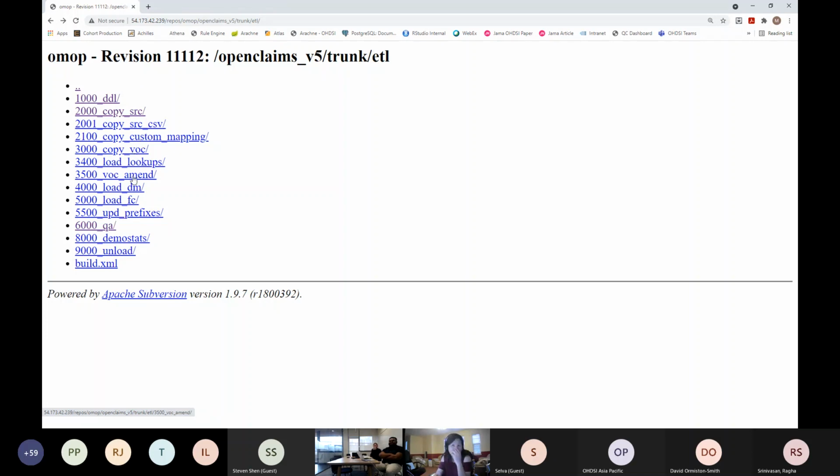Copying over the vocabulary, loading all the lookup tables, because in your original source data, you may have lookup tables, like in one of our databases, the codes are in one and then there's a lookup table to it, so we have all that. Vocabulary amendment goes with the custom table, and then I go into loading the dimension tables, like I said earlier, and then the fact tables, right?